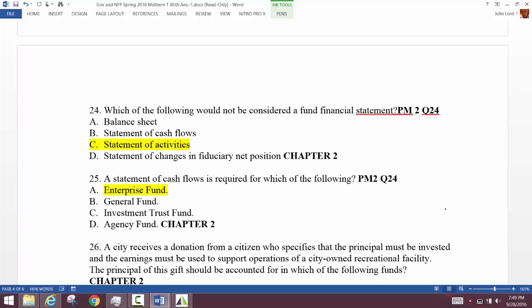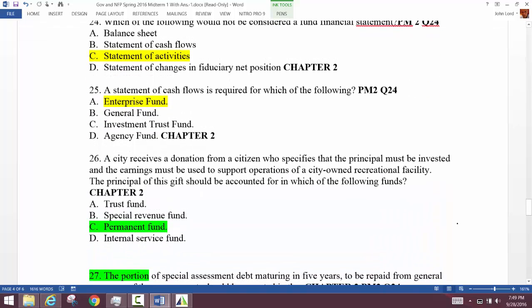Okay. A statement of cash flows is required for the enterprise fund. It's one of the proprietary funds. They're the only ones that prepare a third statement, right?